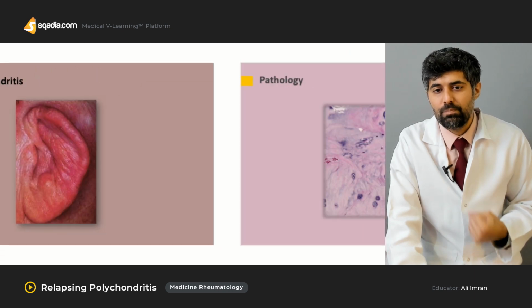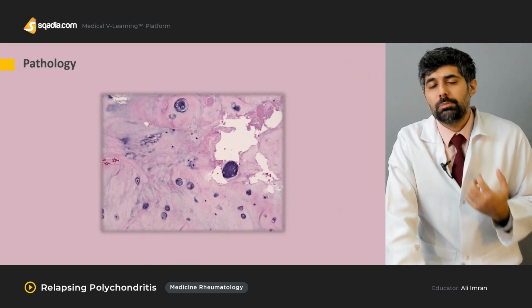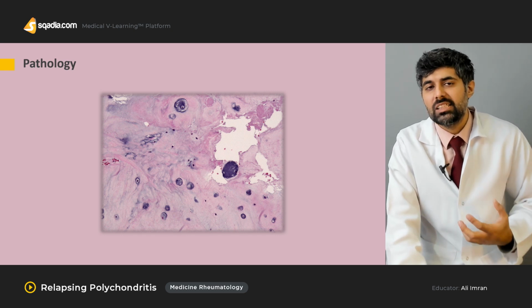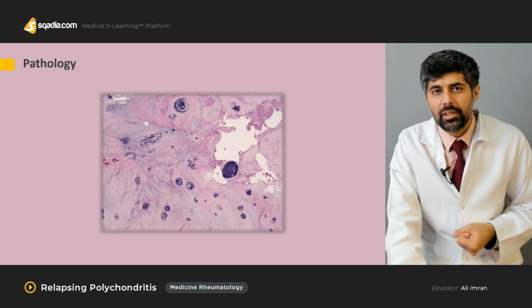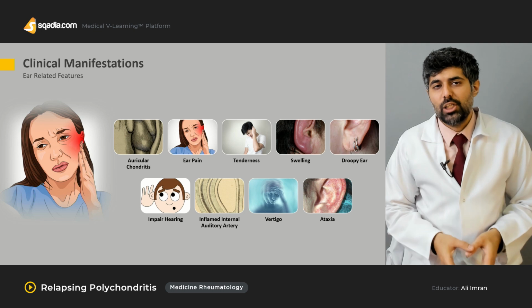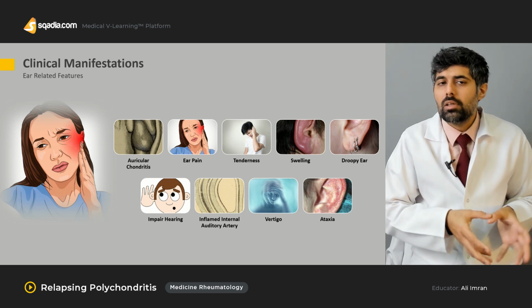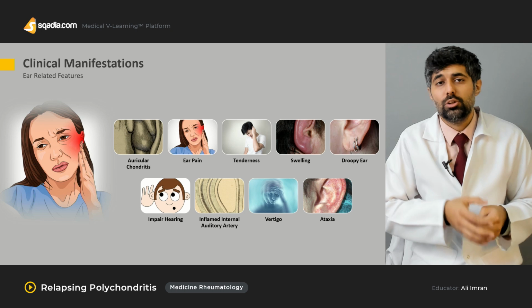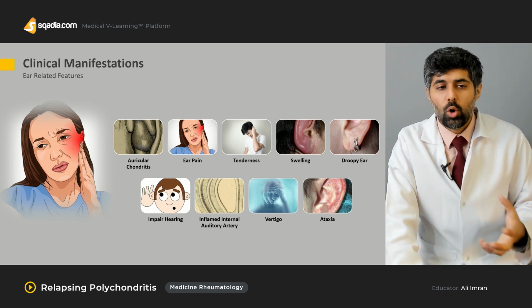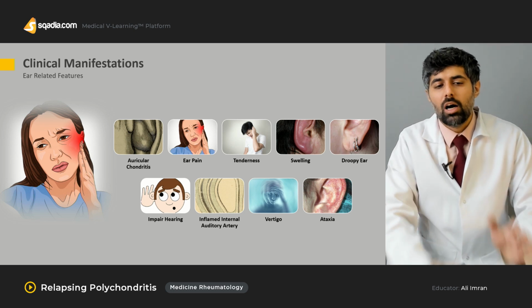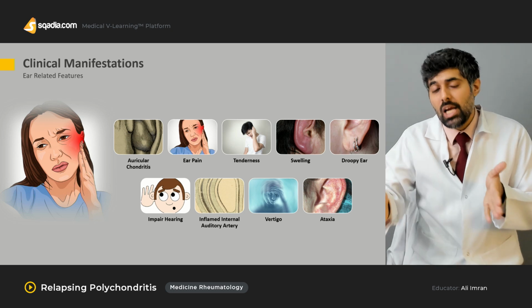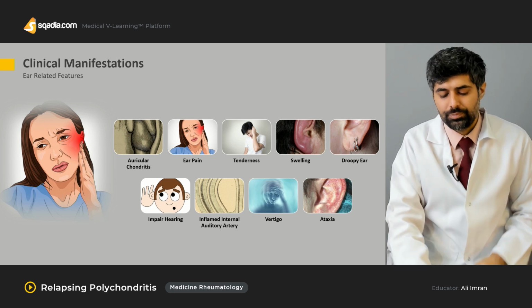in patients. We will also learn about its pathology, or more specifically the histological pattern that we see in patients with polychondritis. We will also study various clinical manifestations, from the ear-related manifestations to cutaneous ones to the joints. We are going to study all of the clinical manifestations and how each of these manifestations move in a systematic way and why they do so.